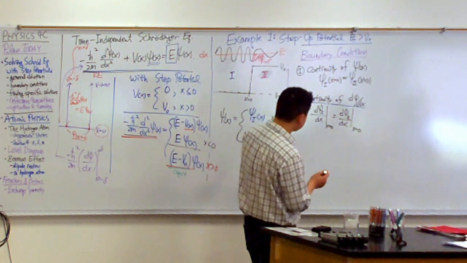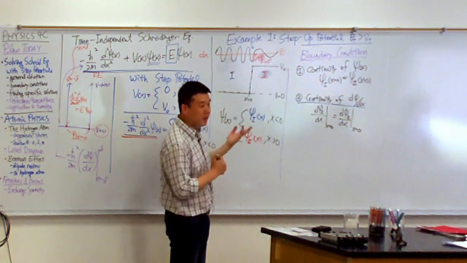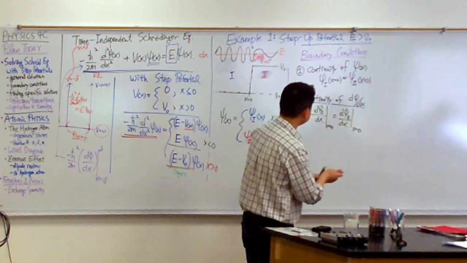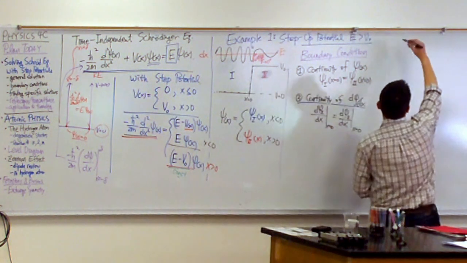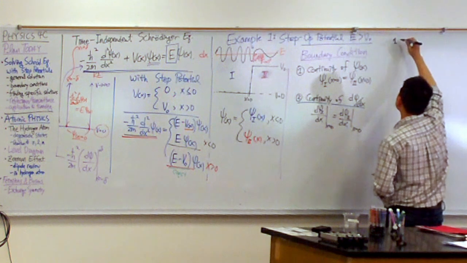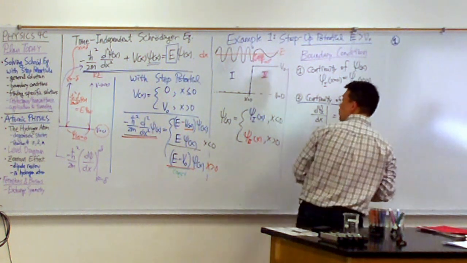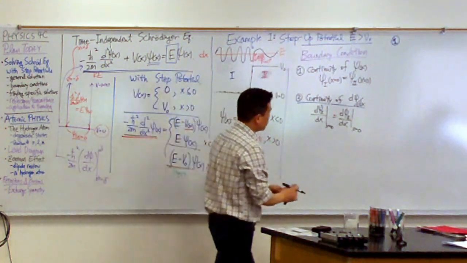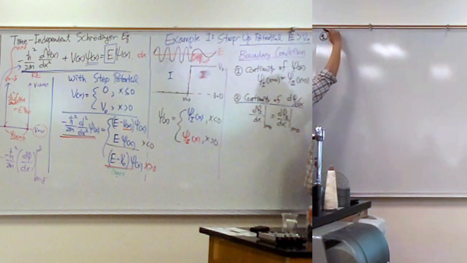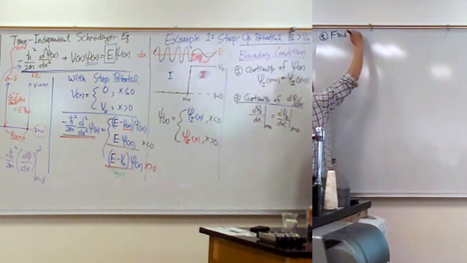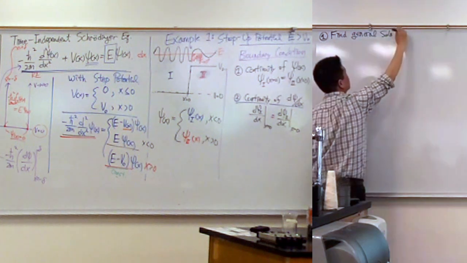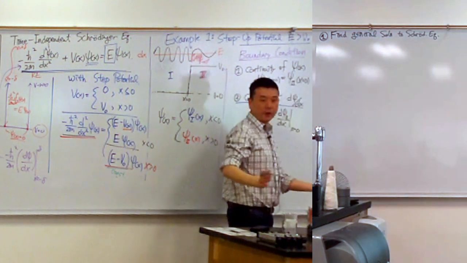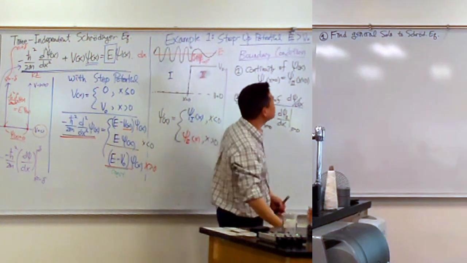So that's what we are going to do. Let me just lay out the solution steps. So the solution steps are this. First, you have a fairly simple differential equation. So the very first solution step is find general solutions to the Schrödinger equation. And that'll be pretty quick. You kind of know what the answers are already.